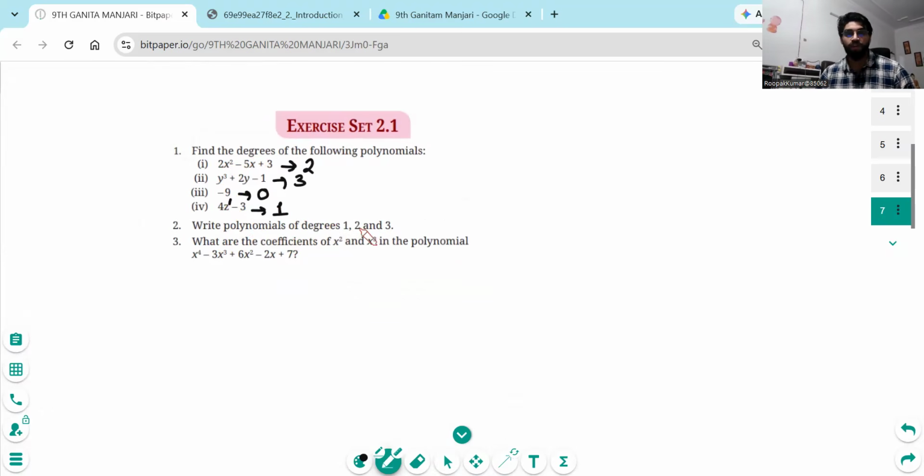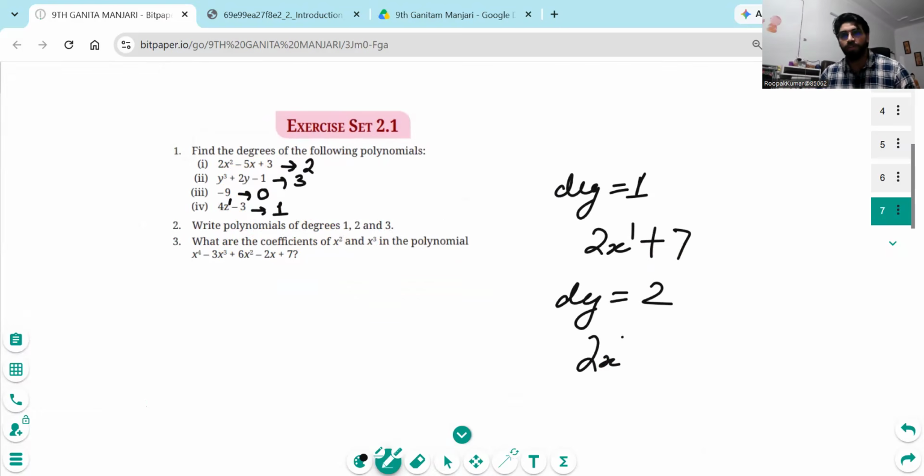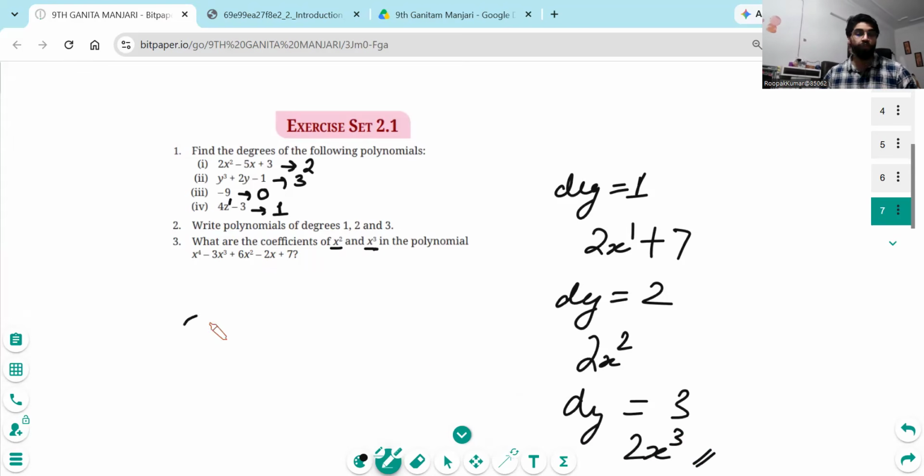Write polynomials of degree 1, 2 and 3. So we can. एक पॉलिनोमियल बना दो डिग्री 1 का, बन गया. एक बना दो पॉलिनोमियल डिग्री 2 का, सो ऐसे ही लिख दो, ये भी डिग्री 2 है. एक पॉलिनोमियल डिग्री 3 का, यही लिख दो, हो गया, खत्म. ओके. What are the coefficients of x square, x cube?